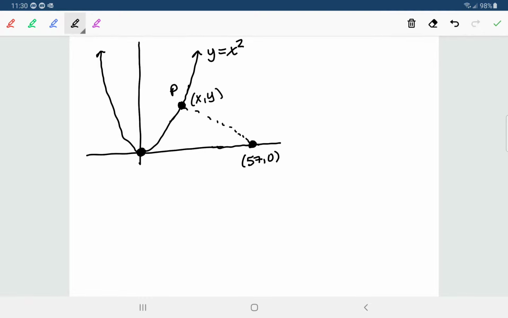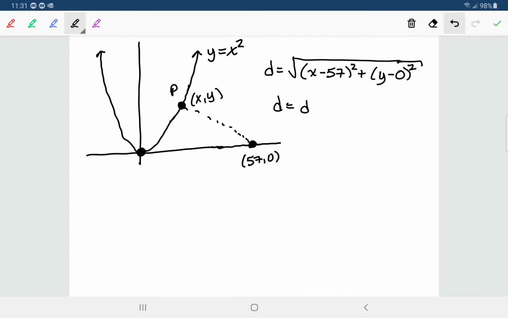So we're trying to minimize the distance function. We know then that the distance function is given as the square root of (x minus the other x value, 57) squared, plus (y minus the other y value, which is 0) squared. So the function that we are trying to minimize is the square root of the quantity (x minus 57) squared plus y squared.